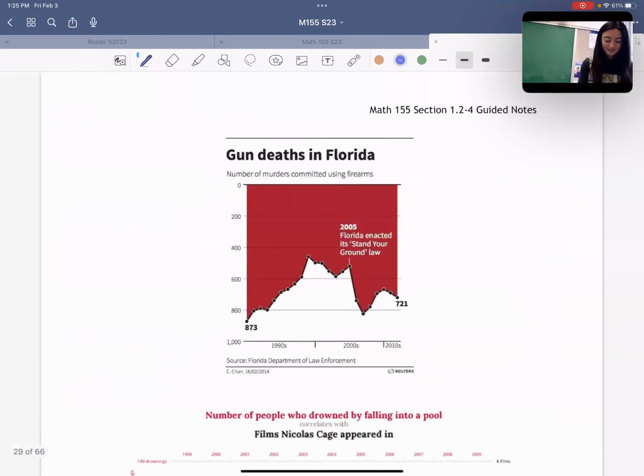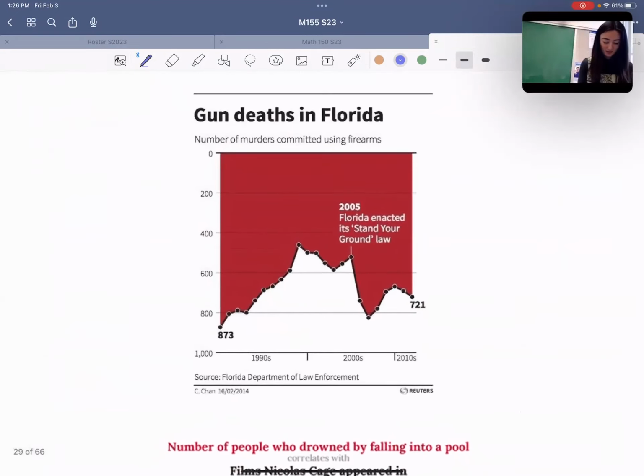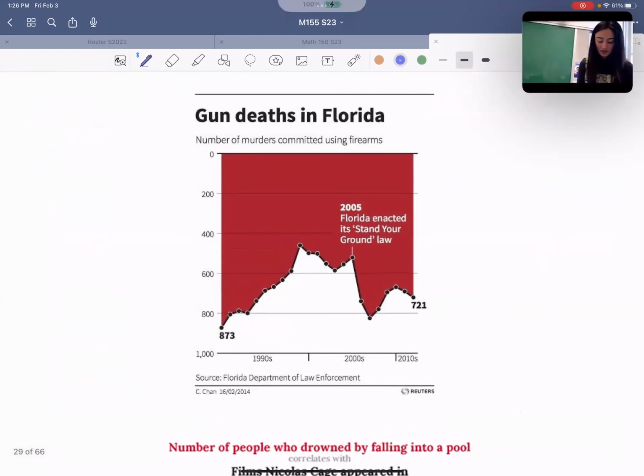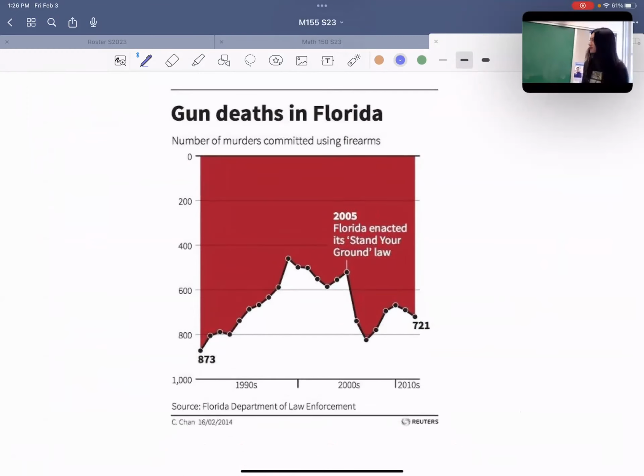All right. Let's go to this one. This one's a little bit more morbid. Here we're looking at the gun deaths in Florida after this law was passed. So after this law, looks like the gun deaths have gone down. Looks like this law did a great job. Okay. You don't see anything wrong with this graph? I'll give you a hint. After the law was enacted, the gun deaths are not actually going down.